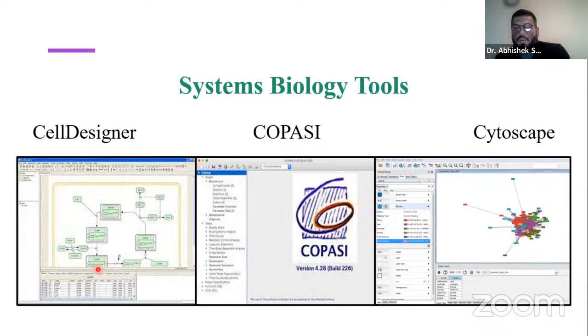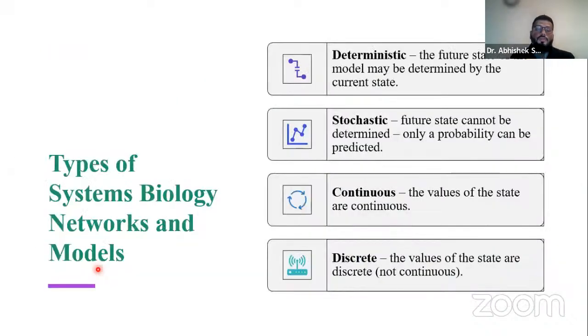Fine. Next, we have these types of systems biology networks and models. We have four major types of network models that can be built based on the research needs, the data in hand and the state of a system. The state of a system is a snapshot of the system at a given time that contains enough information to predict the behavior of the system for all future times. So we have these four types.